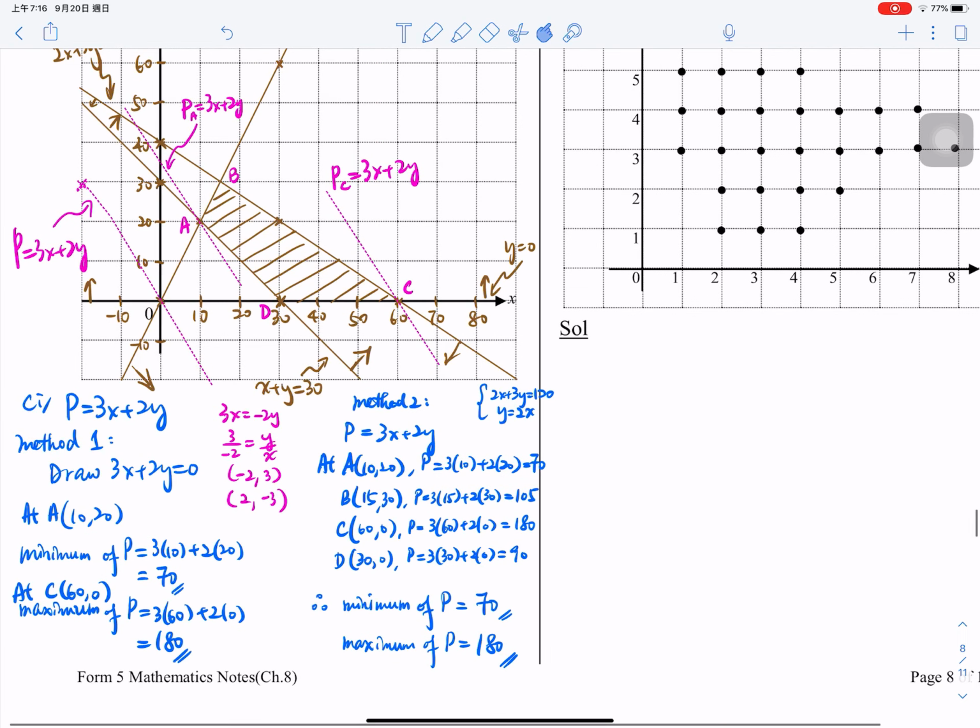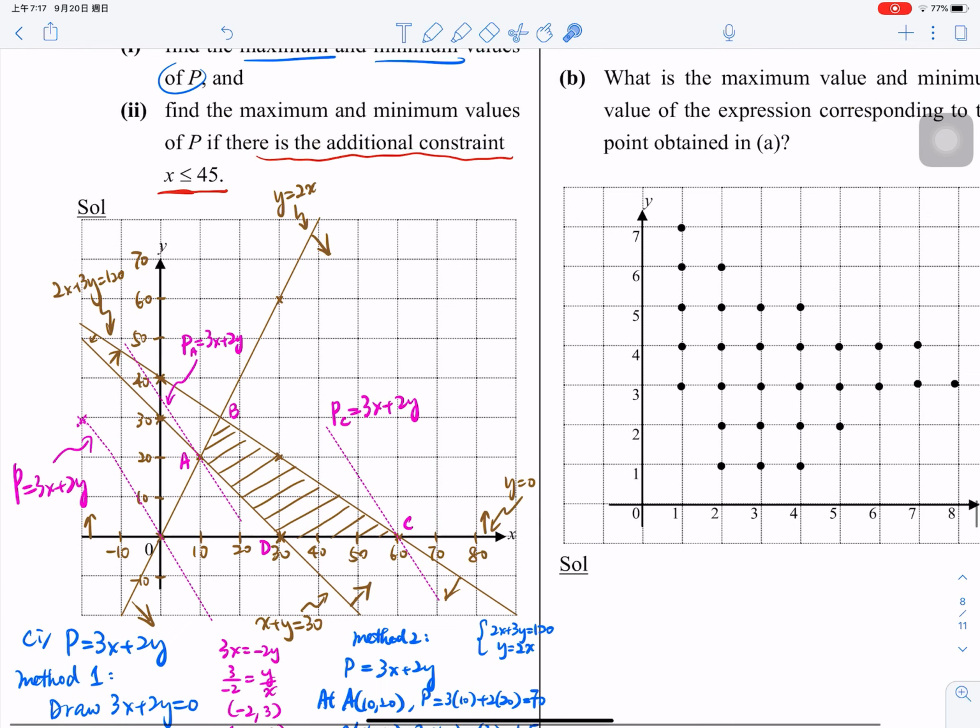So you can use method 1 or method 2, either one, to find out the maximum and the minimum value. Okay? This time, no need to specify the point. Sometimes you need to write down at which point you obtain the maximum or minimum value. Okay, have a look at part C2.